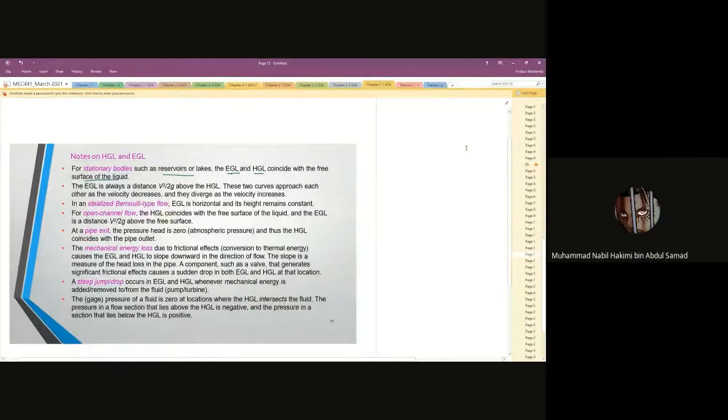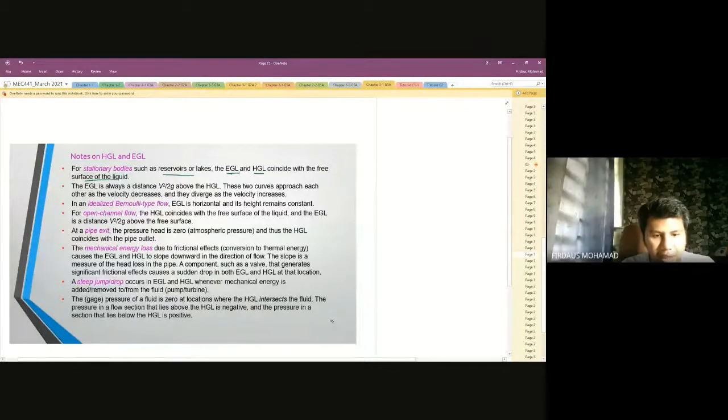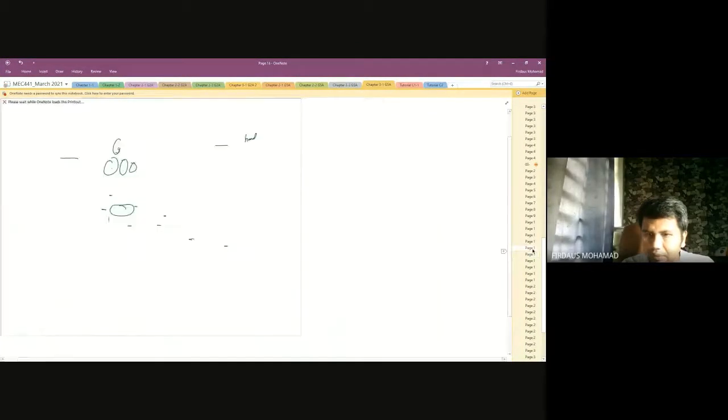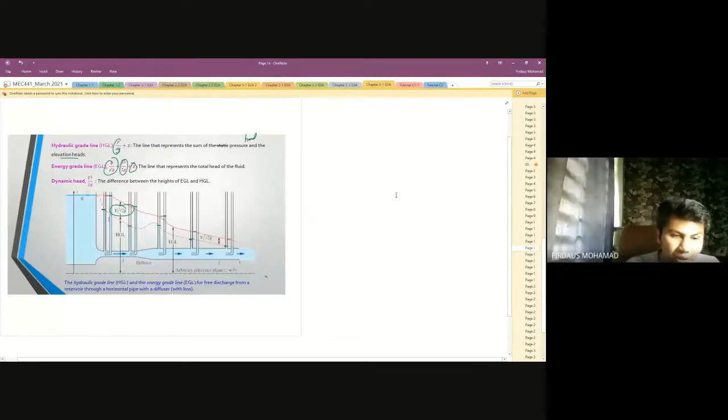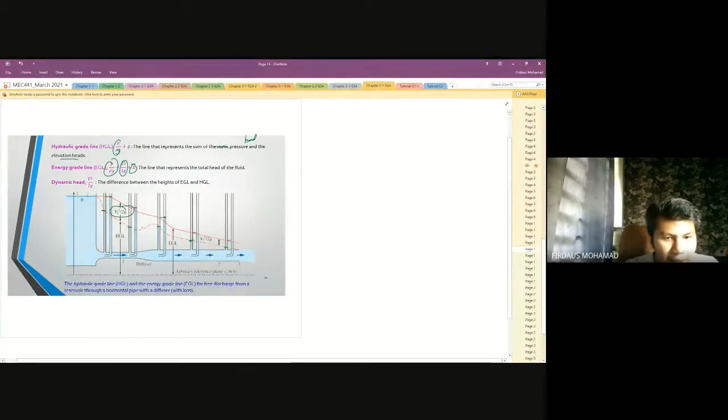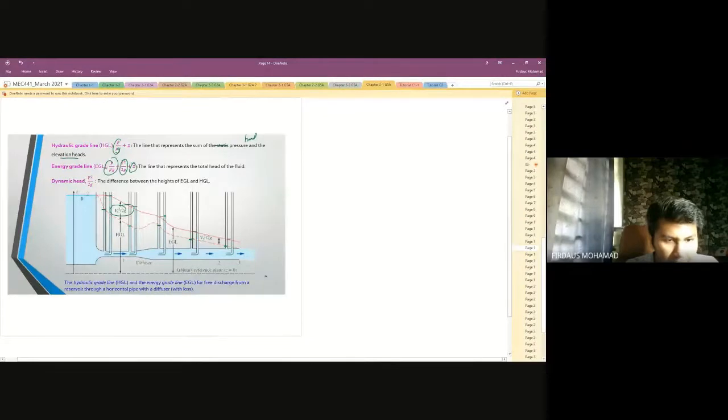Pressure dia lain. Right. Sebab apa dia coincide? Kamu tengok balik di sini. Velocity zero. Yes, very good. Sebab free surface, velocity very low ataupun kita boleh assume velocity zero. So kalau velocity zero maknanya tak ada perbezaan antara HGL dengan EGL. So that's why dia coincide. Dia adalah atas satu line saja.